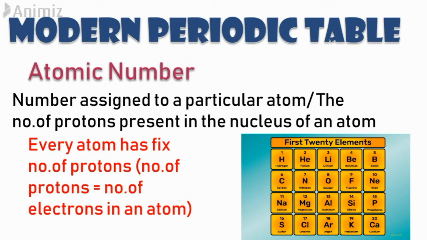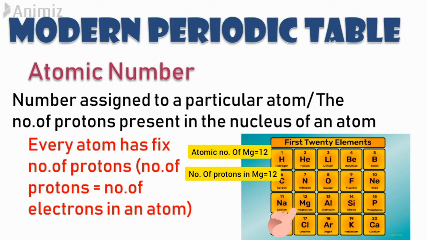If we consider the atom magnesium, it has 12 as the atomic number. So, as the atomic number is equal to the number of protons, magnesium has 12 protons. And also we know that the number of protons of an atom is equal to the number of electrons in an atom. Therefore, magnesium will have 12 electrons too.